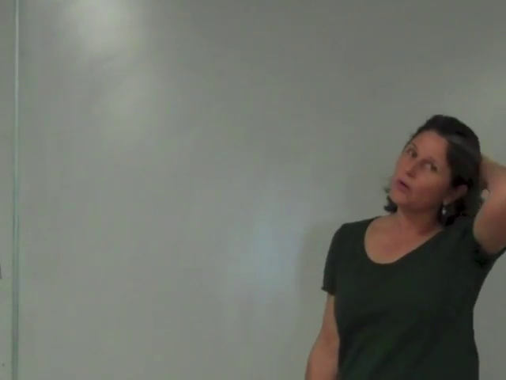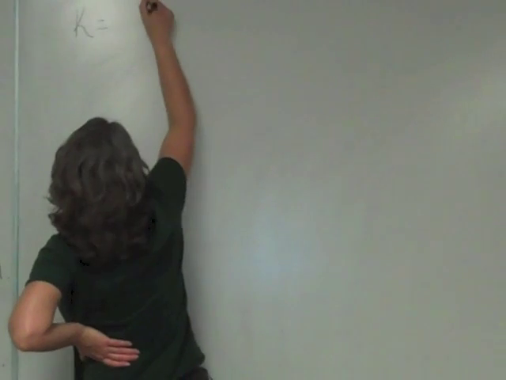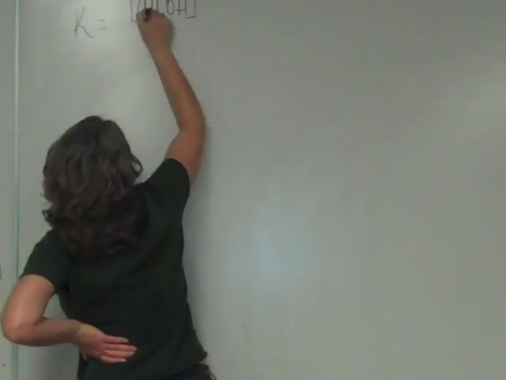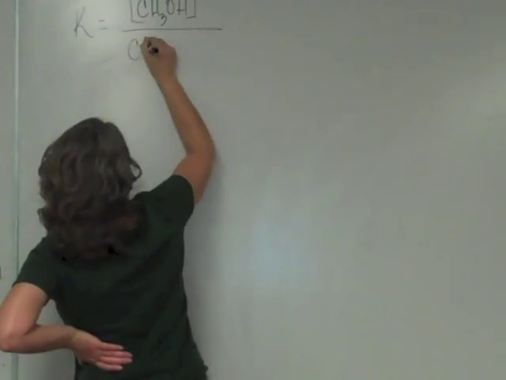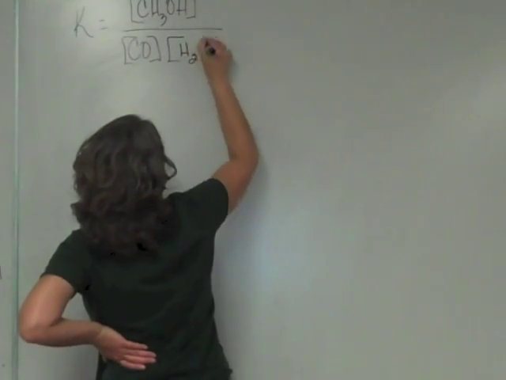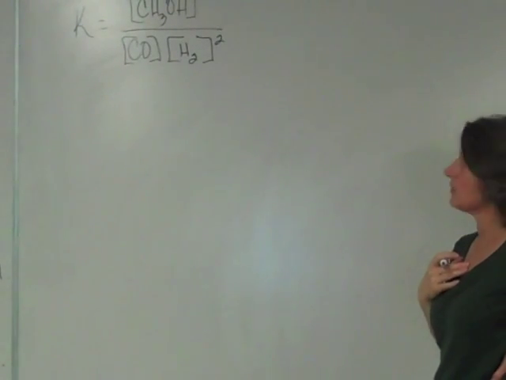First thing we always do in going after an equilibrium problem is we are going to write the equilibrium expression. So K is equal to products, CH3OH, over reactants. Okay, everything's gaseous, and there we have it. That's our equilibrium expression.